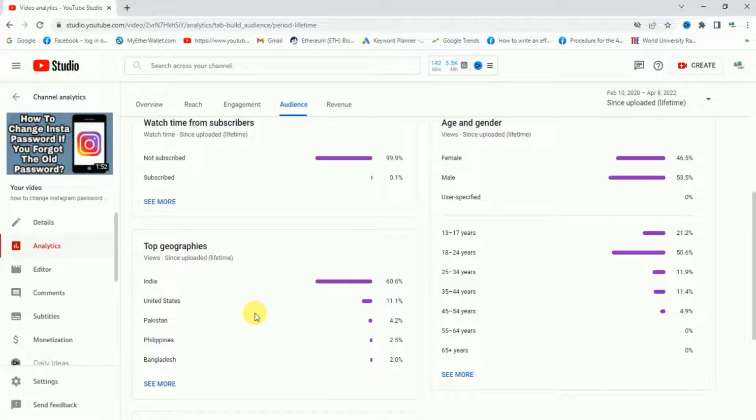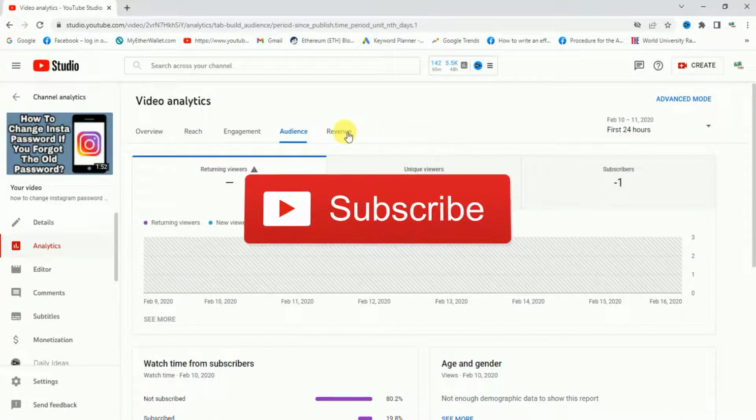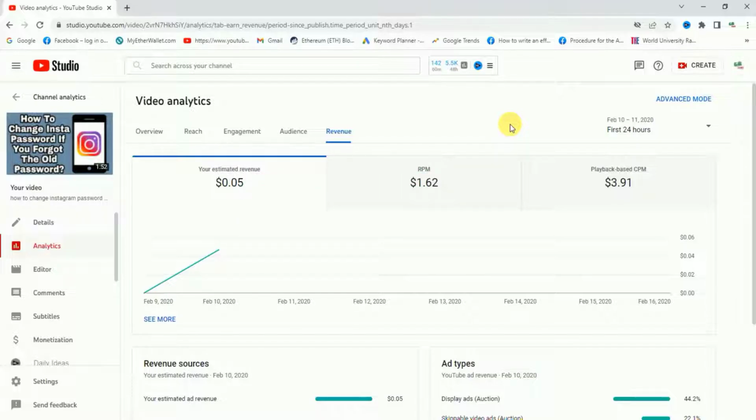Now let's talk about the revenue. Go to the first 24 hours again. Here, as I said earlier, the YouTube revenue totally depends upon the CPM, and for the first 24 hours I was getting $3 per 1000 views.